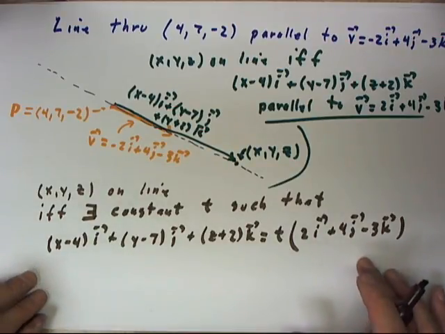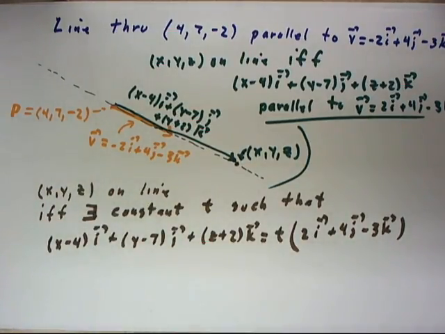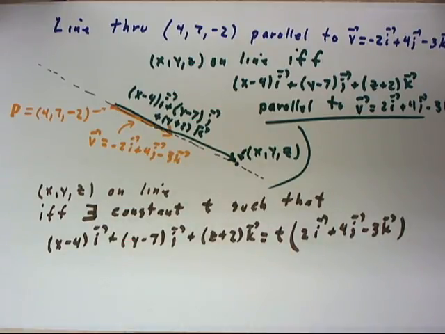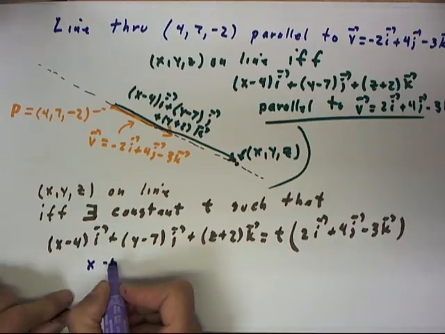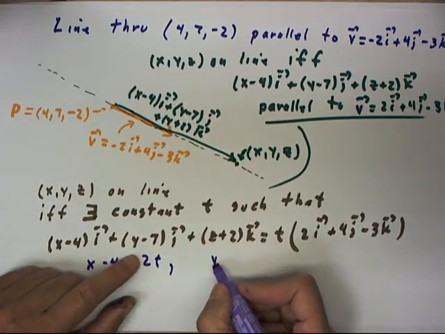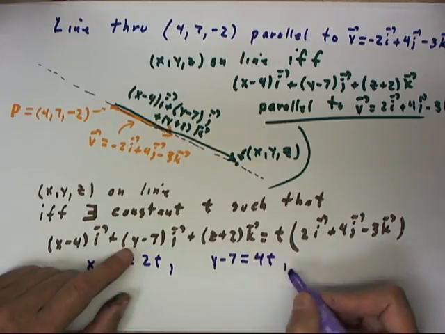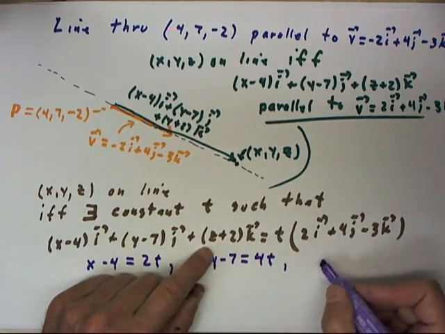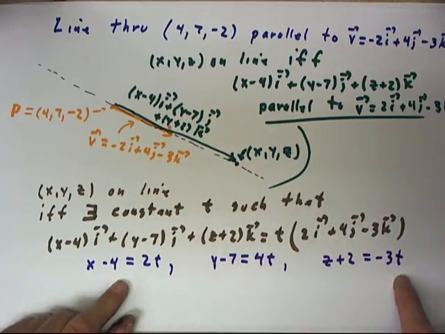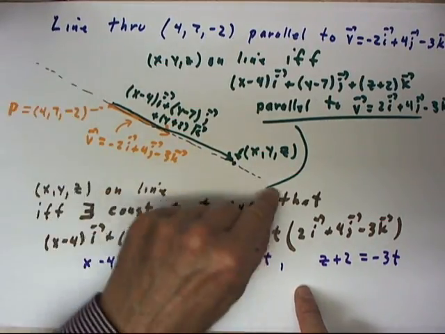Now, what does it mean for two vectors to be equal? It means that their i components are equal, their j components are equal, and their k components are equal. So, we're going to have this equality if there exists a t with the property that x minus 4 equals the i component here, which we easily see to be 2t. Also, y minus 7, the j component here, equals the j component here, which is 4t. And also, z plus 2 equals negative 3t. So now we have three equalities that constitute the condition that this point lies on this line.